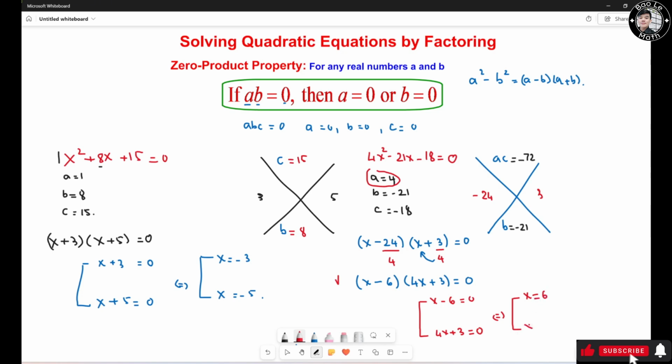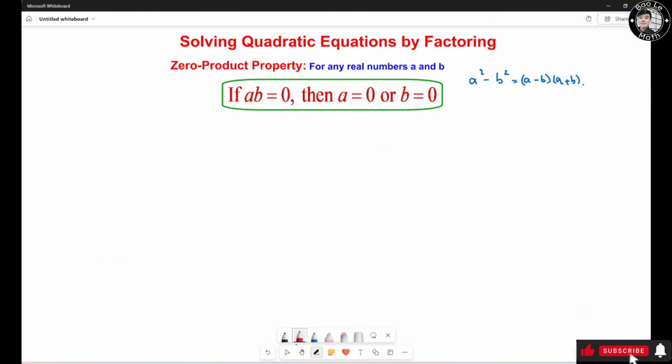The second one, I just subtract 3 from both sides and divide by 4, right? So s equals negative 3/4, and this is the final answer. Now let's move on to the next example.